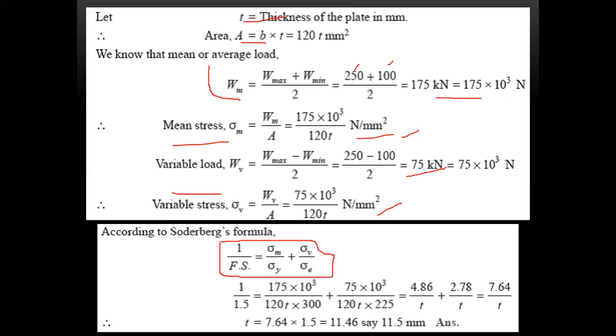According to the Soderberg formula, 1/Fs is equal to sigma m divided by sigma y plus sigma y divided by sigma e, which is equal to 1/1.5. Applying the values, in order to find t, we are using this sort of formula, changing the values. t is equal to 7.64 into 1.5. This is the thickness of the plate.